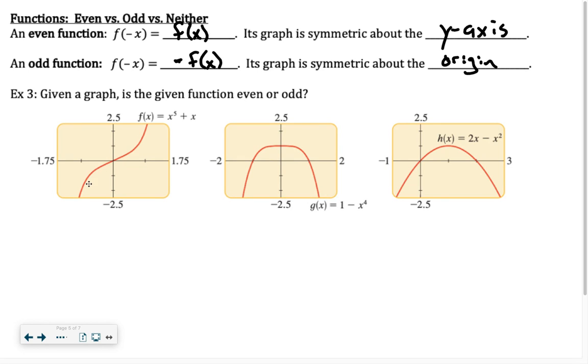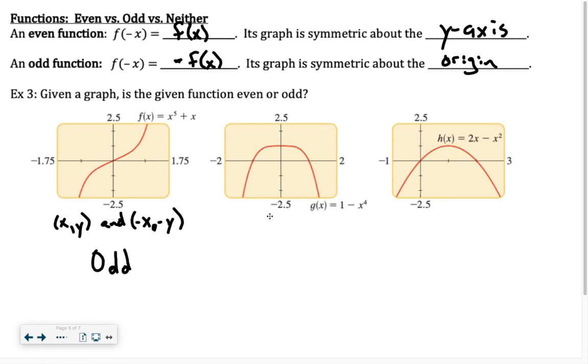So we've got three graphs here. Now remember, to determine graphically whether a function is symmetric about the origin, what we're looking for is if the point (x, y) is on the graph and the point (negative x, negative y). So this graph would be symmetric about the origin. That means that this is an odd function. If it's symmetric about the origin, it is an odd function.